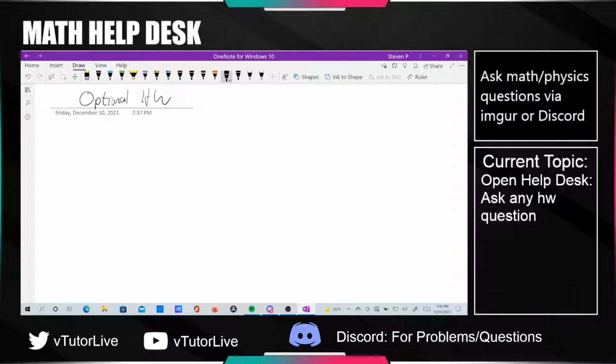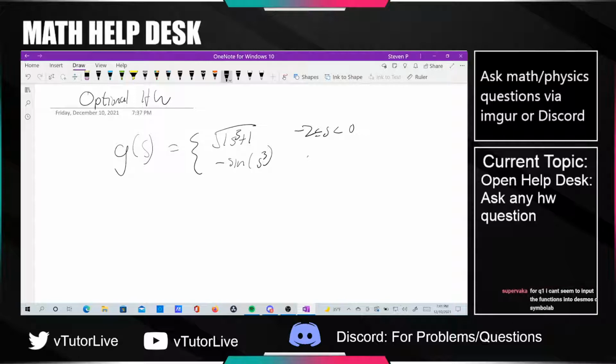So let's just get right into it. It looks like the first problem, and again, I haven't worked any of these out myself. I've just looked at them for literally maybe a minute apiece. But it's this pretty obnoxious looking function. What is this? Negative 2 less than s less than 0, minus sine of s cubed if it's between.